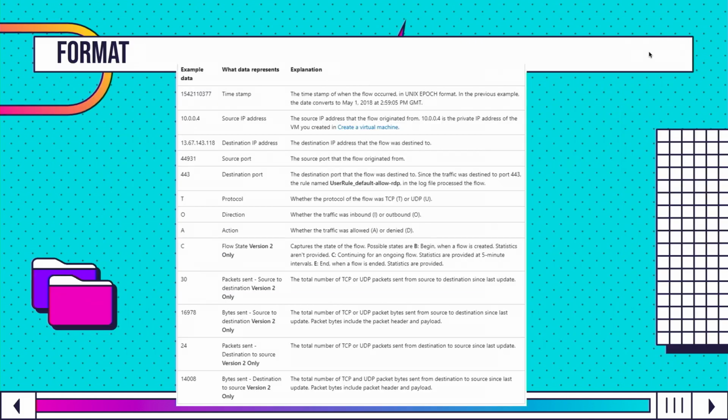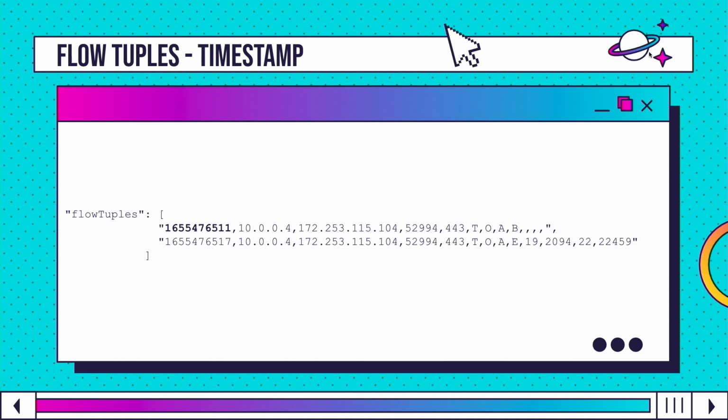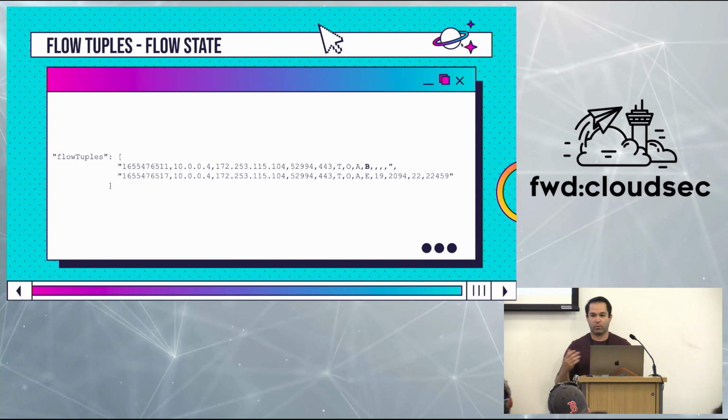So, luckily they do provide pretty good documentation on what this means. I don't expect you to read it. There's a URL in the slides to get a link to this. But we have the start time of the connection, source address, destination address, source and dest port. If it was TCP or UDP, if the direction was outbound or inbound with respect to the asset, if the action was accepted or denied, and then another sort of difference here, right? Azure will log if the connection was beginning, continuing, as in existing over the sample rate, or the end.